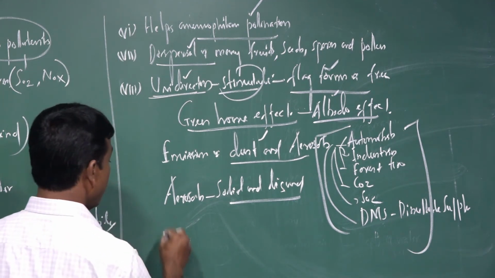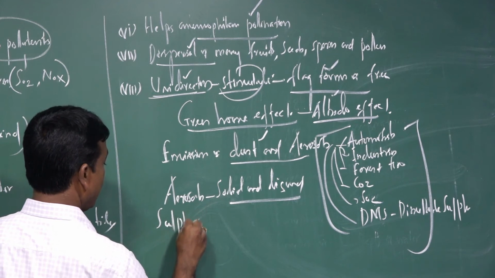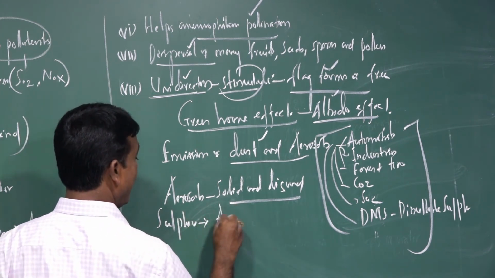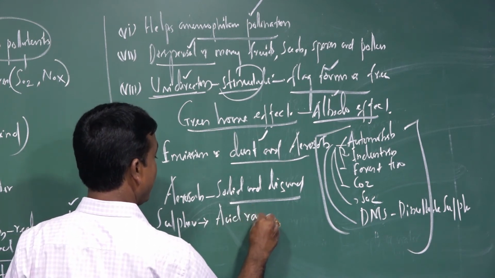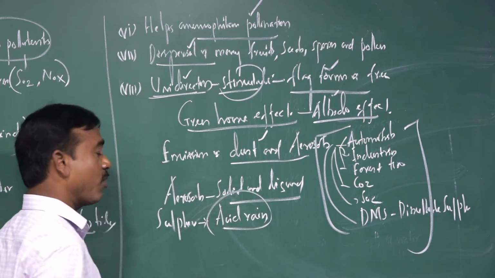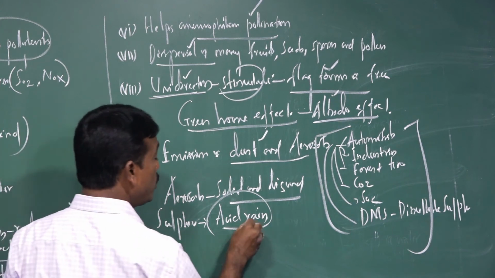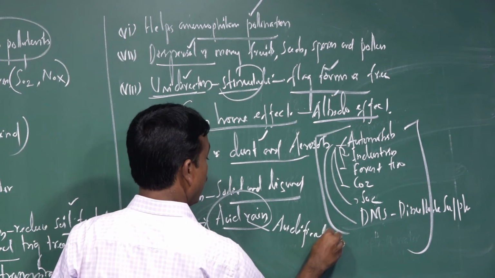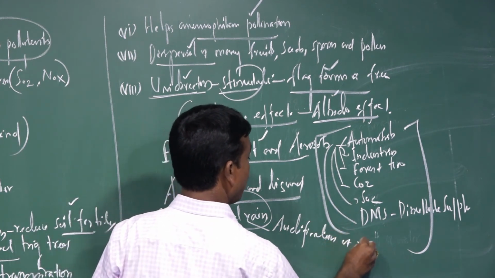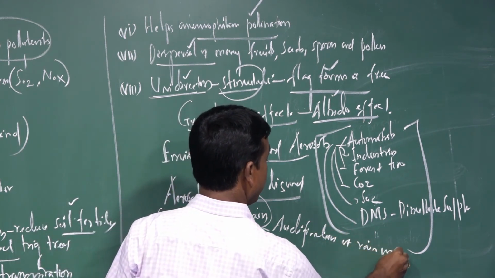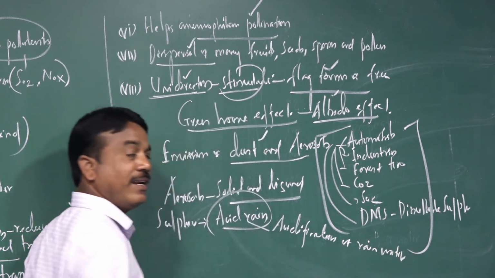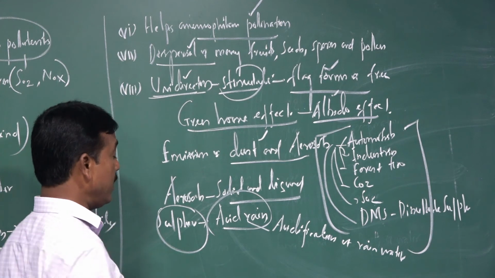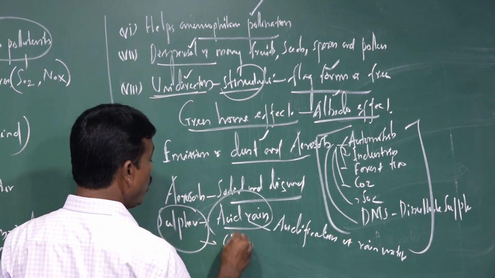Here, sulfur plays an important role, commonly called as it causes acid rain. Why did that rain become acidic? Because of acidification of rainwater, which leads to acid rain. So the sulfur not only causes acid rain, it also causes ozone depletion.